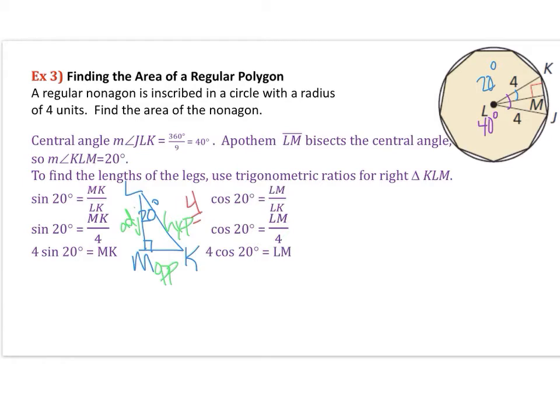Then to find LM, we would do cosine. And cosine is going to be adjacent divided by hypotenuse. So we have our SOHCAHTOA to help us remember the order of our ratios, and we also have our formula chart. So we substitute in, LM comes out to be a length of 4 times cosine 20 degrees.